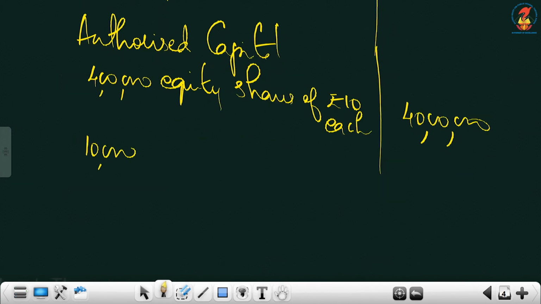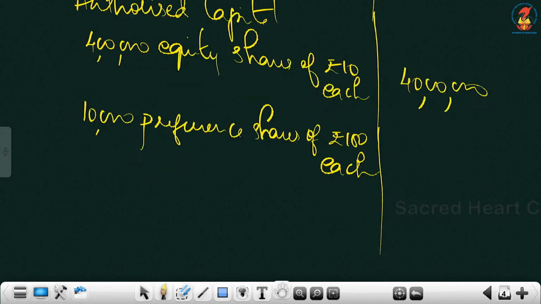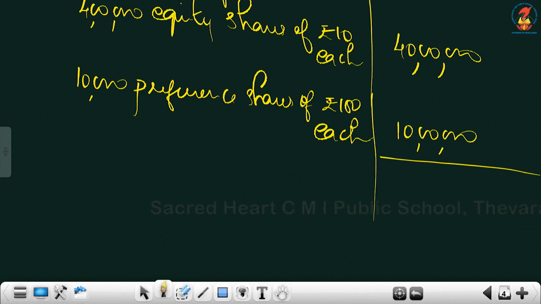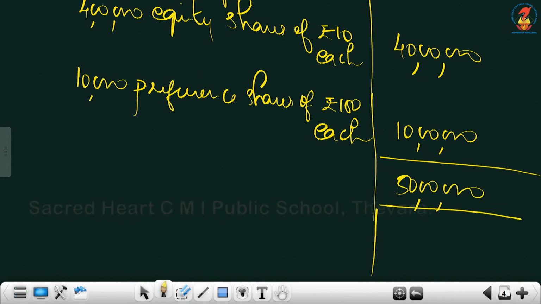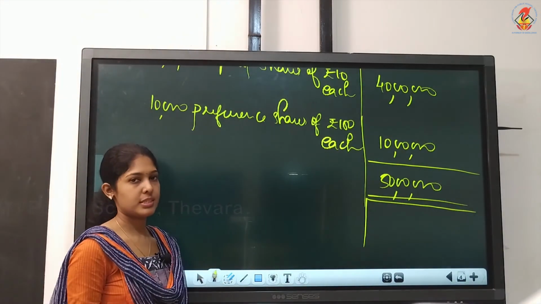10,000 preference shares of rupees 100 each. See, these preference shareholders cannot become owners. Only equity shareholders can become owners. But there is one advantage for preference shares. They will get a regular rate of dividend. Dividend is the return earned on shares.